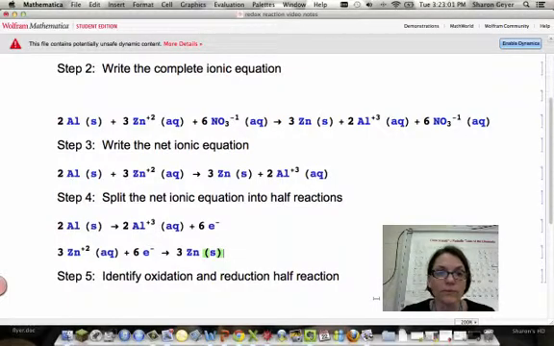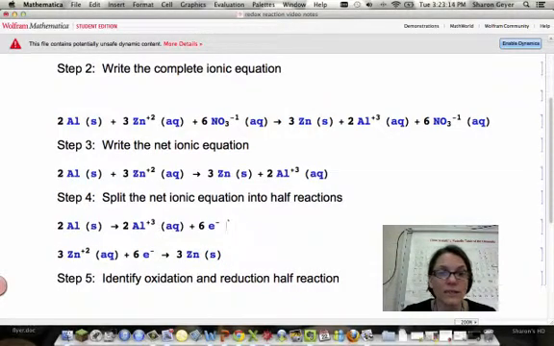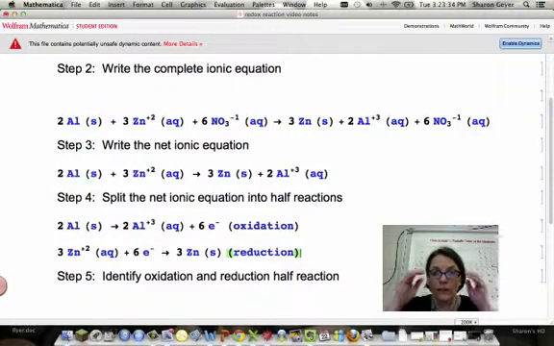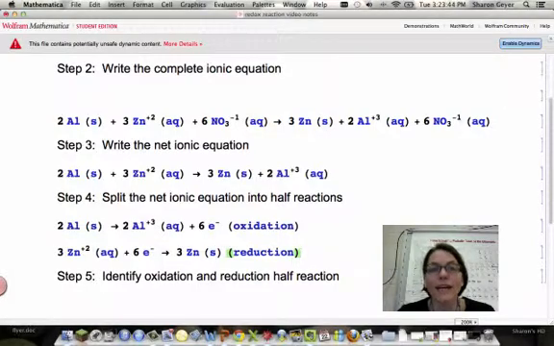Now what we're going to do is identify which half reaction is the oxidation and which one is the reduction. Well, LEO, my favorite phrase, LEO GER: loss of electrons is oxidation. So the one that's losing electrons would be the top one. So this is our oxidation half reaction. And the one that is gaining electrons is the second one, because the zinc is gaining electrons. So this is our reduction. Okay, so there we have it. We now know what's happening to the aluminum, what's happening to the zinc, which one's the oxidation, and which one's the reduction, and we also know how many electrons are transferred in this reaction.